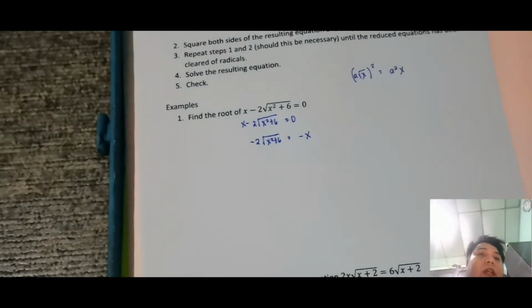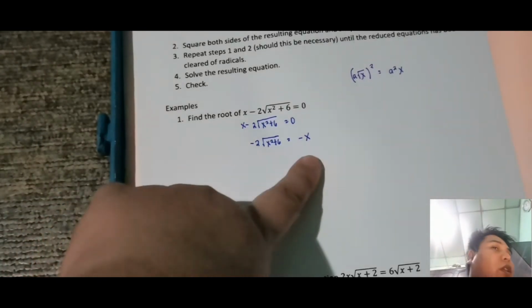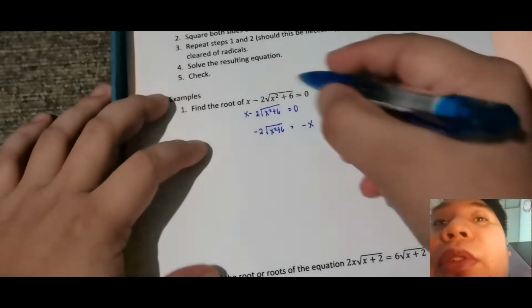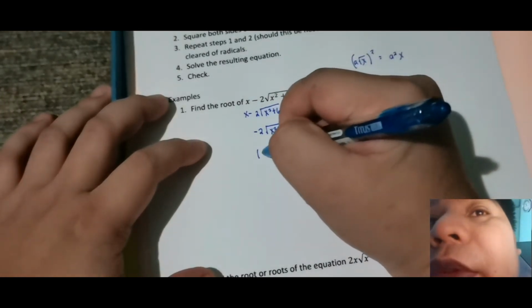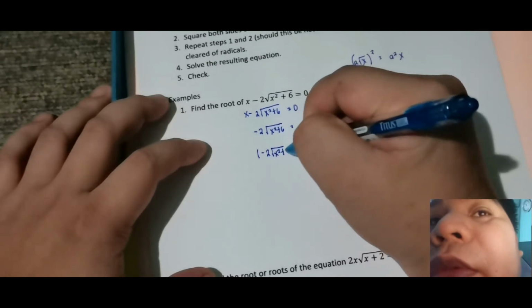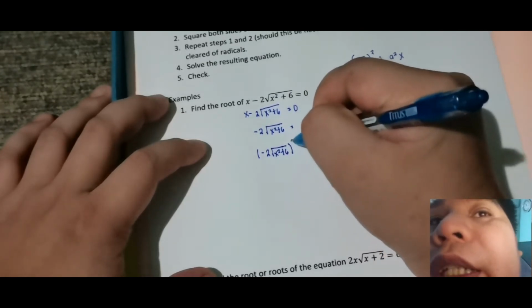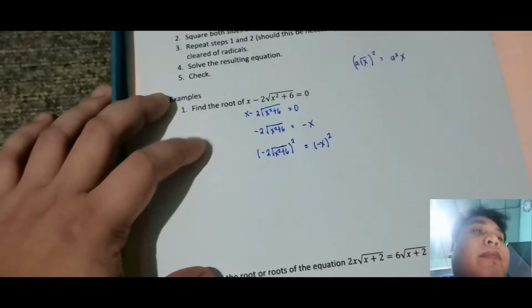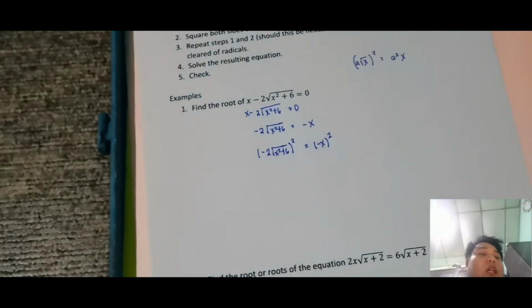Okay, so next is, sabi nga, pag andun na sa lahat, tulad dyan, andito na yung may square root, andito na yung walang square root. Okay, so ang gagawin mo na, i-square natin both side. So square both side, squaring both side, this is negative 2 square root of x squared plus 6 raised sa 2 equals negative x raised sa 2. Ulitin ko lang ha, in-square ko both sides. Sa equation, kung anong ginawa mo sa left side, gagawin mo rin sa right side.